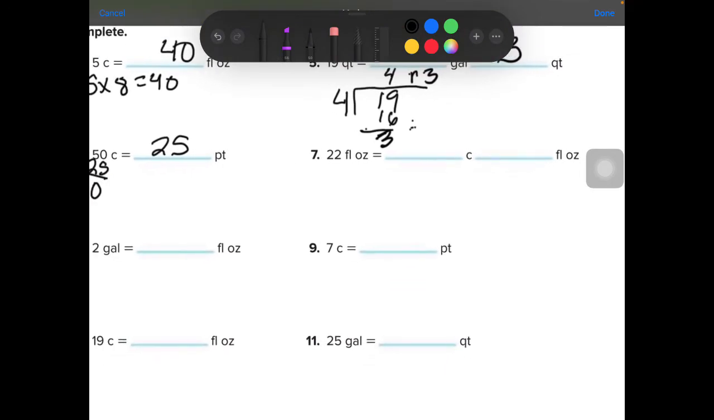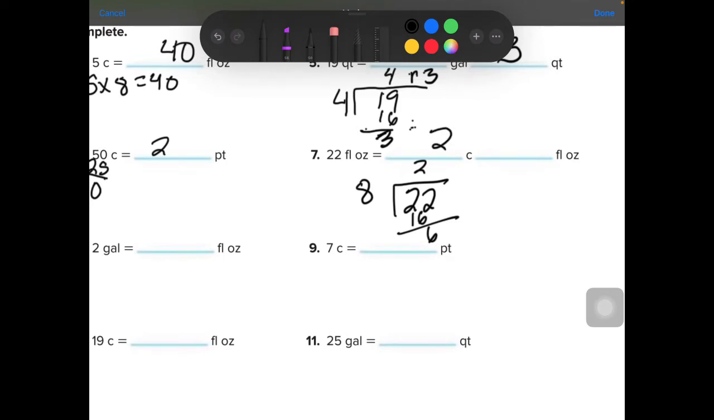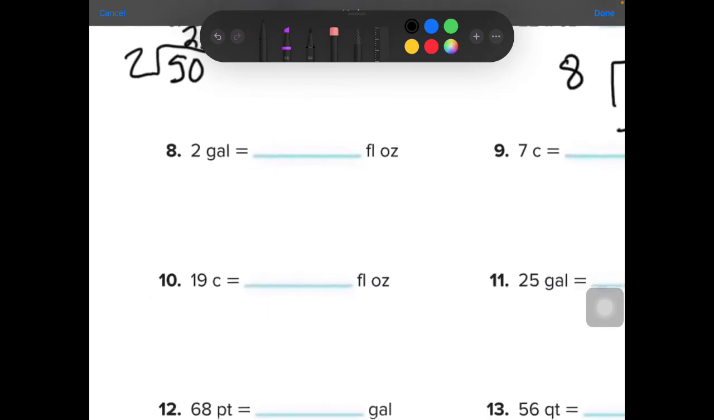Okay, number 7, I have 22 fluid ounces equals cups and fluid ounces left over. So now remember, in every cup, there are 8 fluid ounces. You can take 22 divided by 8. 8 will go into 22, let's see, once, twice. 3 times is too much, so twice would be 16. Then I have 6 left over. So I'm going to have 2 cups with 6 left over.